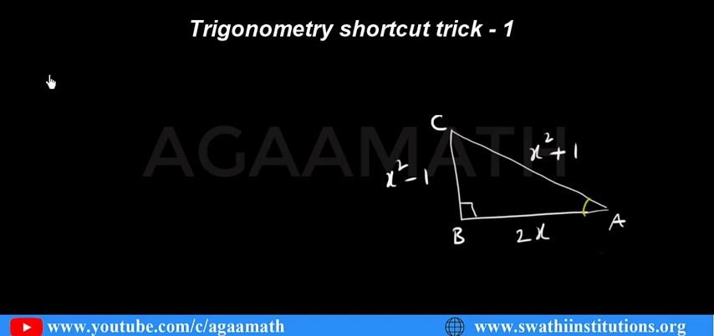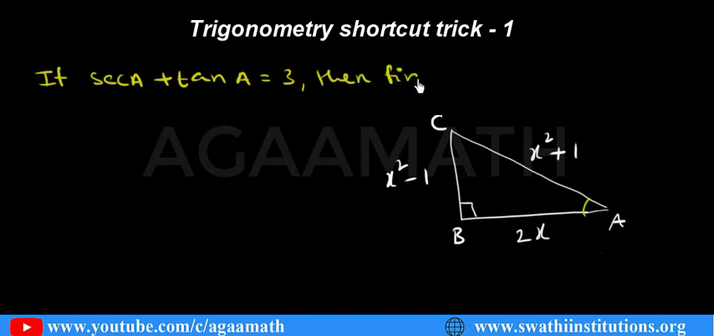Let me take now: if secant A plus tan A equals 3, then find sin A plus cos A. So same here, 3 is nothing but 2 into 3, that is 6, and 3 square minus 1.